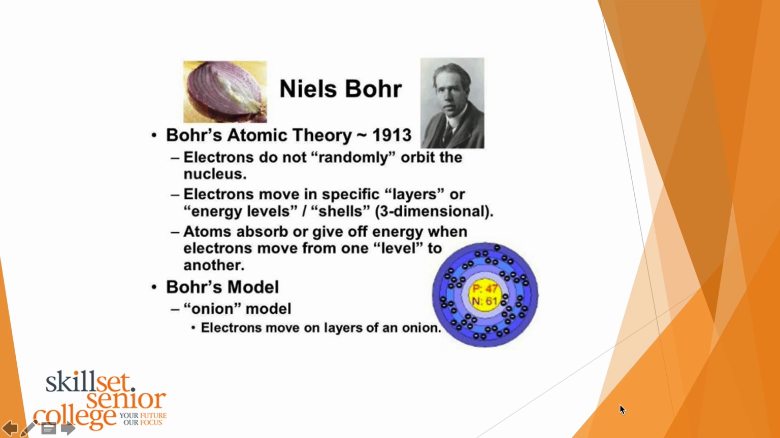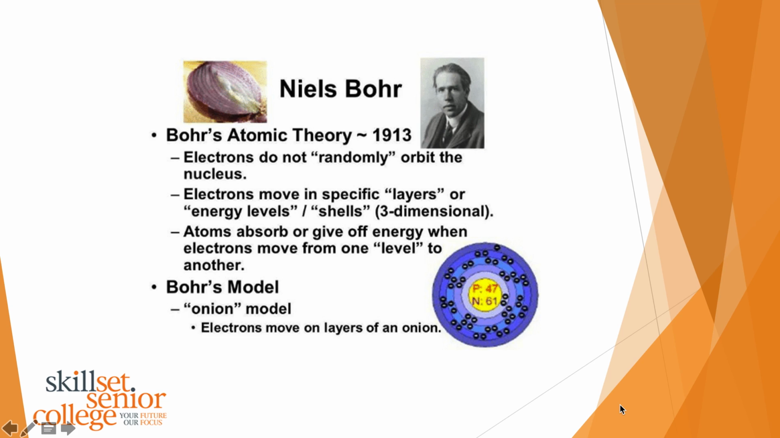Niels Bohr, his atomic theory, was kind of like it had layers. Okay, so we're now getting into the electrons being in layers, not quite the same arrangement we have today, but he's getting close to the shells that we talk about today. So electrons do not randomly orbit the nucleus. So when we've been talking about electron shells, the inner one has 2, the next one has 8, the next one has 8. So he's getting closer to that. He said they're not random. Electrons move in specific layers or energy levels, which we now call shells.